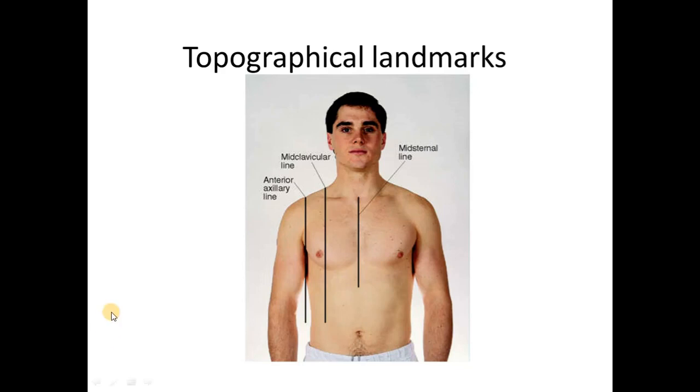We have here the mid-sternal line, the line that crosses the middle of the sternum. We have the mid-clavicular line, and we have the anterior axillary line. These lines are important for anatomical understanding of the lung and the pleura and the transverse and oblique fissures.